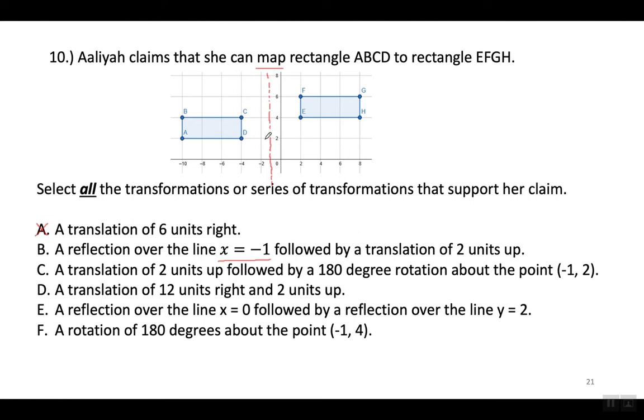So if I reflect it over that line, okay, let's look at this. X equals -1. Let's look at point D. Point D is at x equals -4. That's 3 units to the left of this line. So if I reflect it over this line, it's going to be 3 units to the right. 3 units to the right of -1 would be exactly here, where +2 is.